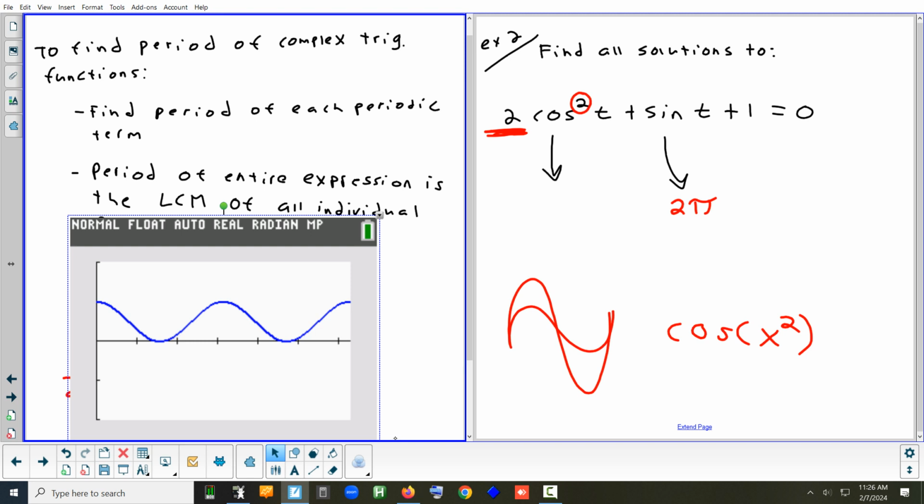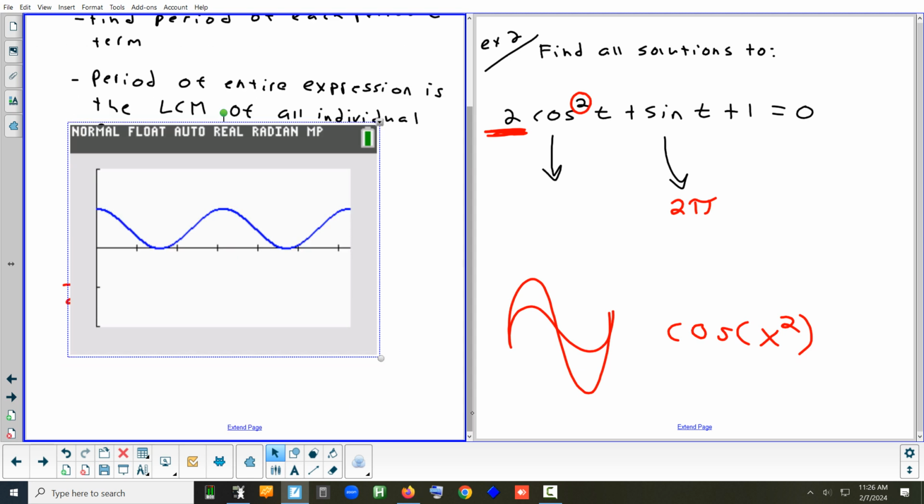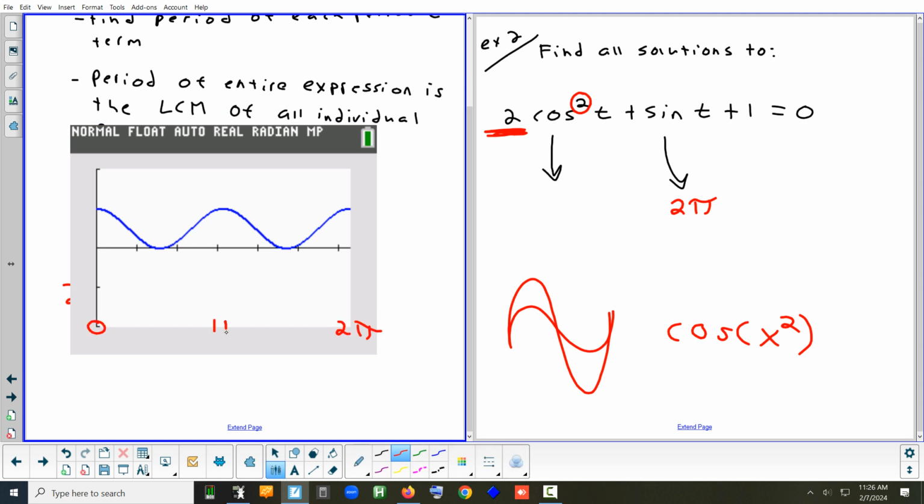Okay, let's look at that. What did I set my window to when I did that? Yep. I did 0 to 2 pi. So right in the middle is 1 pi. How many cycles do you think you're looking at in that picture? Yeah? Well, we're looking at 2 cycles right there.